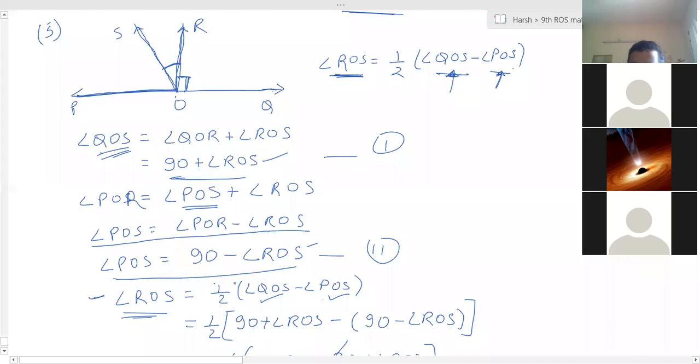Sir, can you please explain why POS and POR are respective? I didn't get your question. Like POR is equal to POS plus ROS, POS is equal to POR minus ROS. Like how is that? No, you explain to me. If POR is equal to POS plus ROS, then POS will be equal to POR minus ROS. Okay, yes, I got it now.